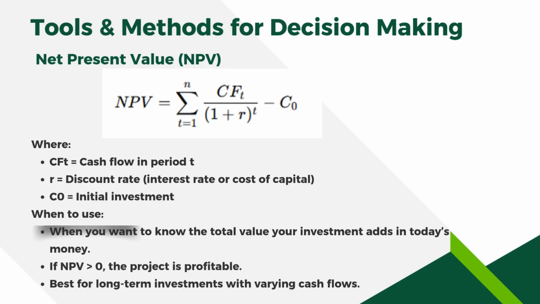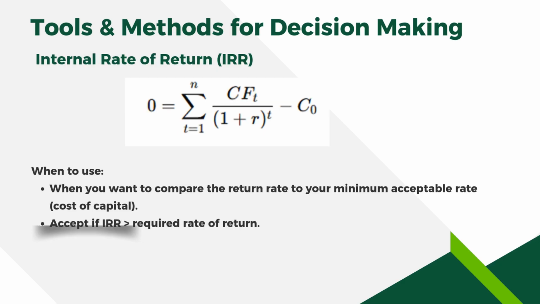Now let's quickly review the 3 main tools for evaluating investments with their formulas. Net present value, NPV. NPV equals the sum of cash flows of the period minus initial investment, where CFt equals cash flows in period t, r equals discount rate, interest rate or cost of capital, C0 equals initial investment. When to use: when you want to know the total value your investment adds in today's money. If NPV is greater than zero, the project is profitable.